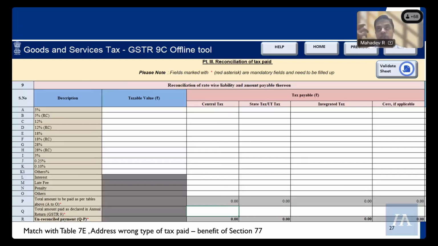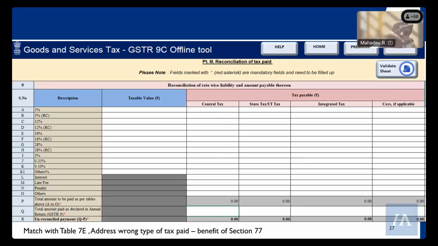Whereas I am paying GST even on my expenses to a certain extent. So where will I show that? These details should be shown in table number 9. If you see, for all the different rates, there is a separate row for reverse charge. RC is nothing but reverse charge. So for 5%, there is a reverse charge, 12% reverse charge, 18% reverse charge, 28% reverse charge. If there are any interest and liabilities, even those details will come here. These amounts will get matched with the amounts which are being declared in the annual return as well.